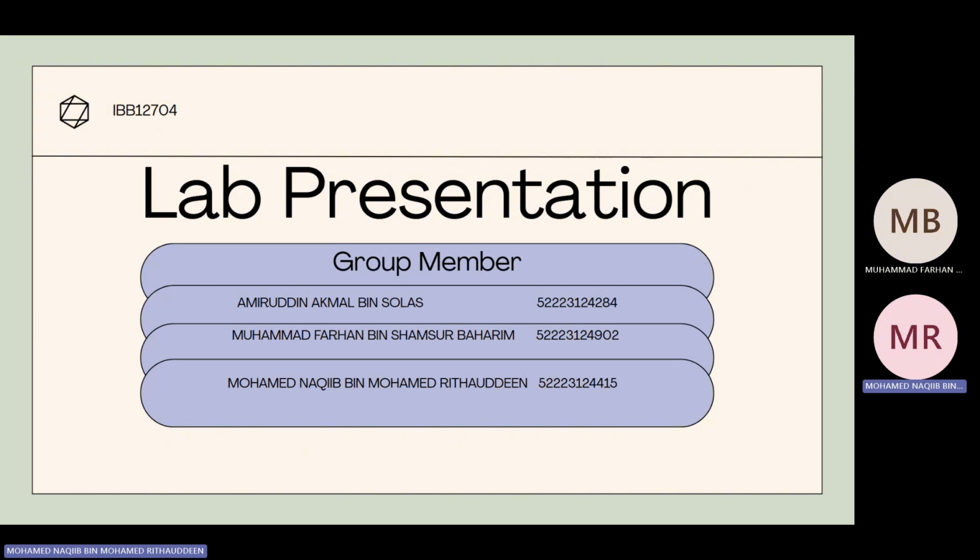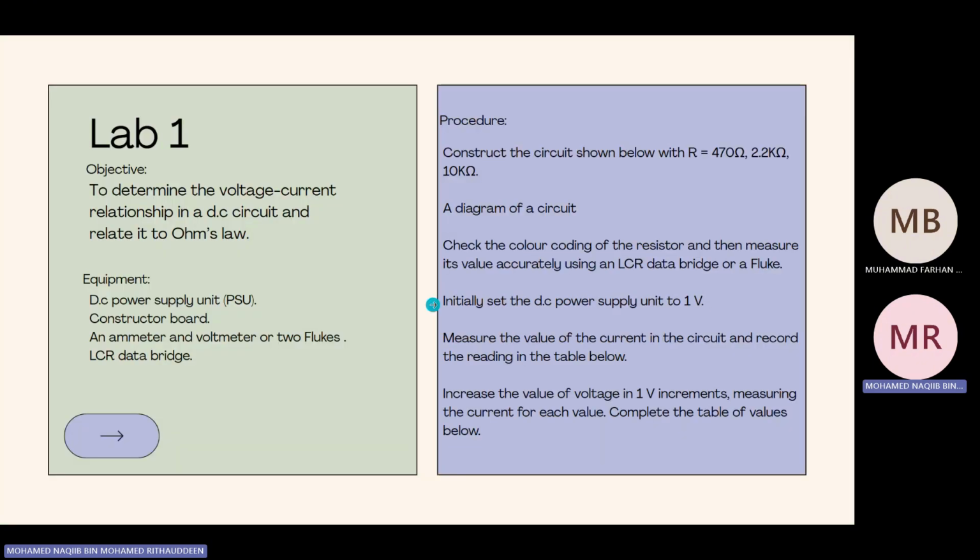Okay, next. I will present to you Lab 1. Lab 1 is about Ohm's law. What we know about Ohm's law is V equals IR. V is directly proportional to I, and R is inversely proportional to I. I is the current.